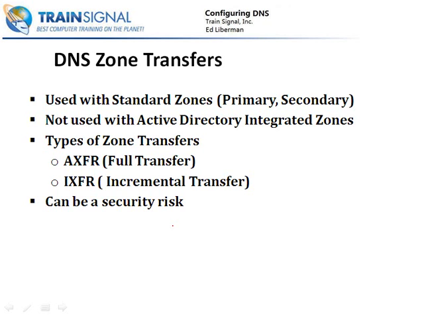Replication takes place in Active Directory integrated zones as part of Active Directory replication. When you use standard zones, primary and secondary, you use zone transfers for this replication. Now there's two different types of zone transfers.